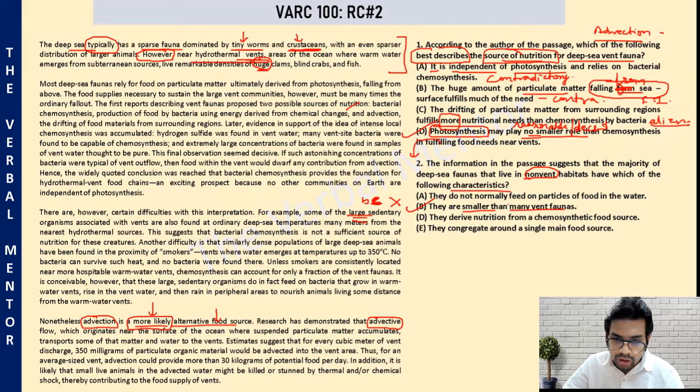Option A. They do not normally feed on particles of food in the water. Well, to the contrary, they do. Because bacterial chemosynthesis is not available to the non-vent communities. It is available only to the vent communities at optimum temperatures. Okay. They derive nutrition from a chemosynthetic food source. Again, contradictory. Bacterial chemosynthesis is not available to non-vent communities. They congregate around a single main food source. Alien idea. It was never mentioned that they congregate or gather around a single main food source. Nothing like that is mentioned. Okay.